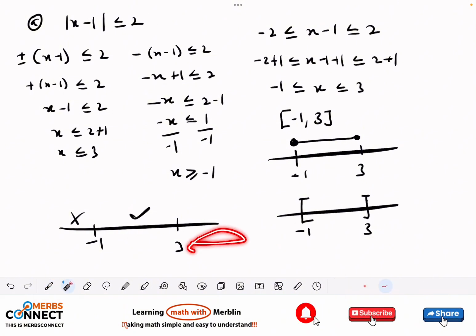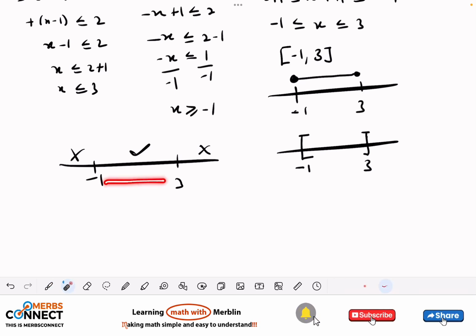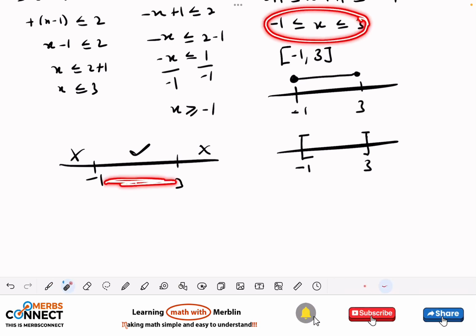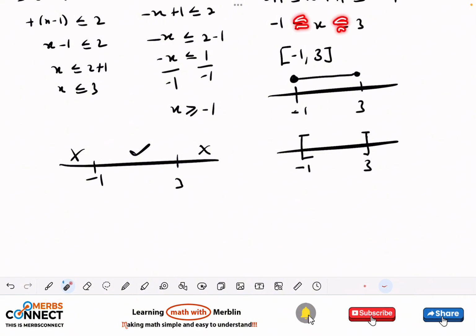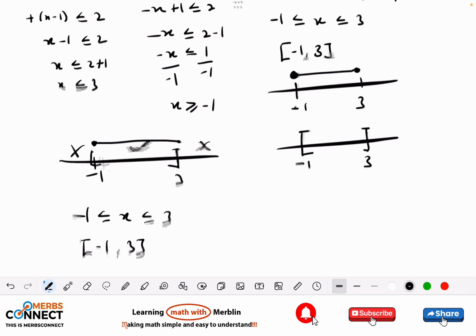Then I need to look at this after 3. I can pick 4. 4 minus 1 is 3. Absolute of 3 is 3. Is 3 less than or equal to 2? No. So this is also not going to work. So you can see that now the interval should lie between negative 1 and 3, which we had right here. Now we are having this and this because it's already this. So we are going to have minus 1 less than or equal to x less than or equal to 3. And this is the same as minus 1 and 3. So this, or if you want to use this as you've illustrated it here.